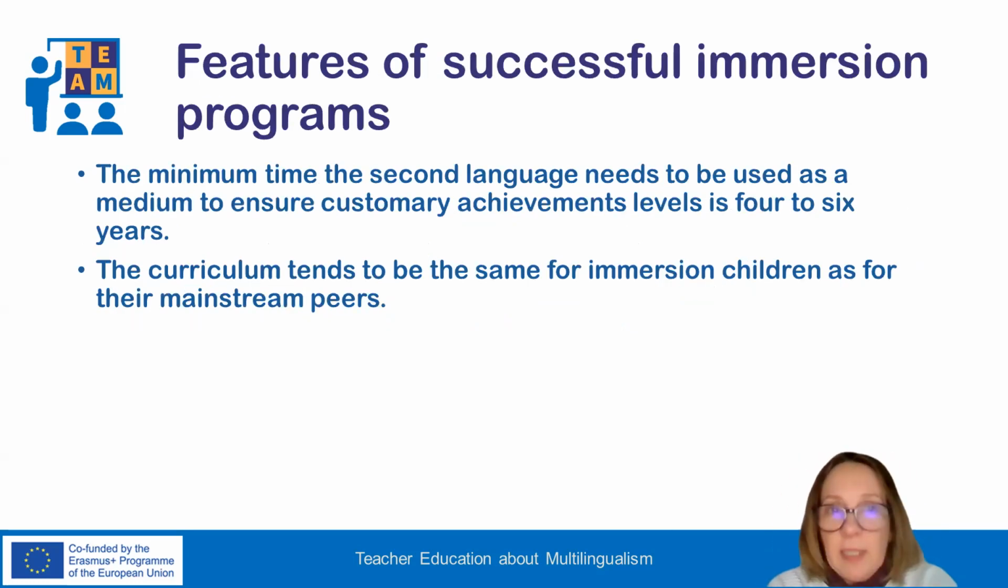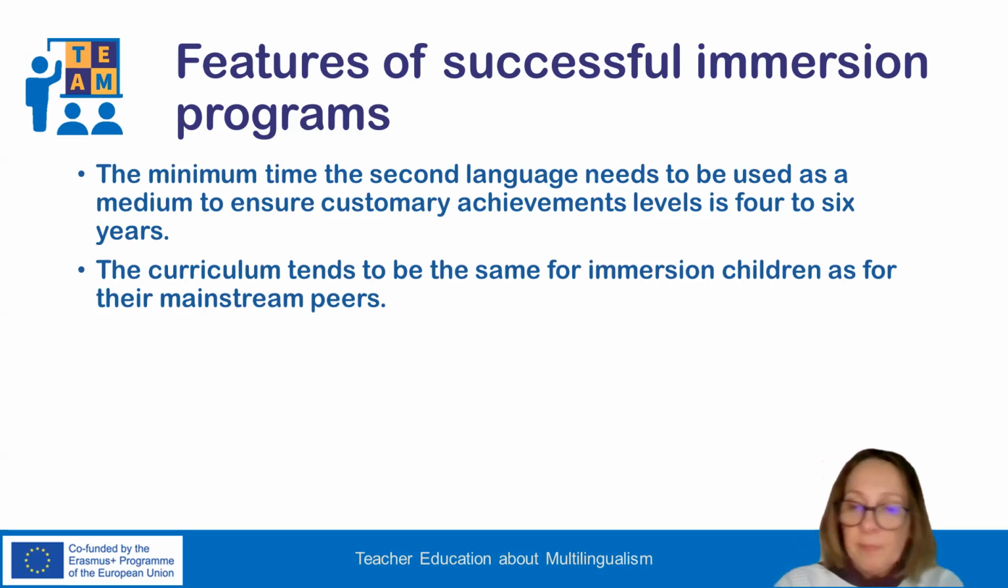What are the features of successful immersion programs? First of all, the minimum time the second language needs to be used as a medium to ensure customary achievement levels is 4 to 6 years. So for an immersion program to show its results, an implementation of 4 to 6 years is necessary. The curriculum tends to be the same for immersion children as for their mainstream peers, which means that immersion and non-immersion students are expected to follow and cover the same curriculum, and achieve the same curriculum standards.